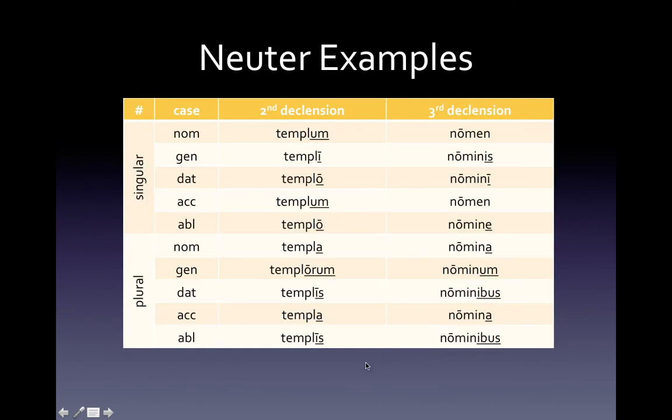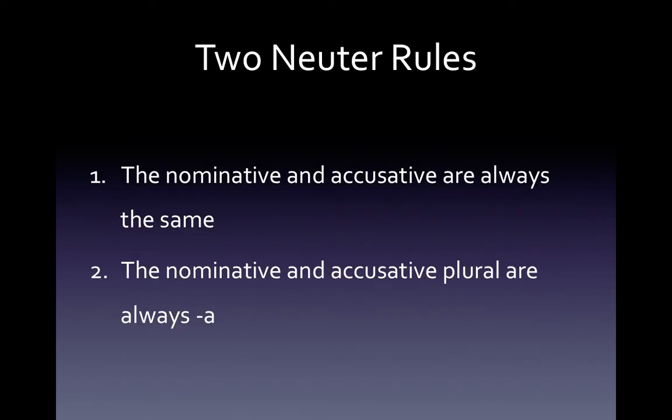Here are two examples of the endings in action. So templum, templi, templo, templum, templo, templa, templorum, templis, templa, templis, and same with nomen. So you can see here we've got templum and templum in the nominative and accusative singular, templa, templa for the nominative and accusative plural, nomen and nomen for nominative and accusative singular, nomina, nomina in the nominative and accusative plural.